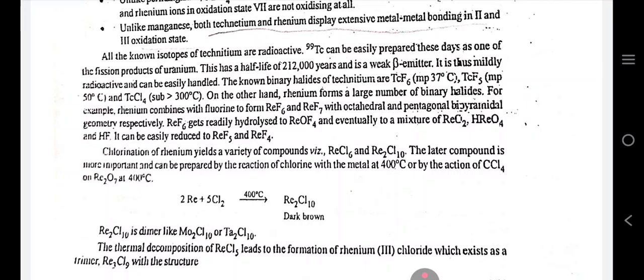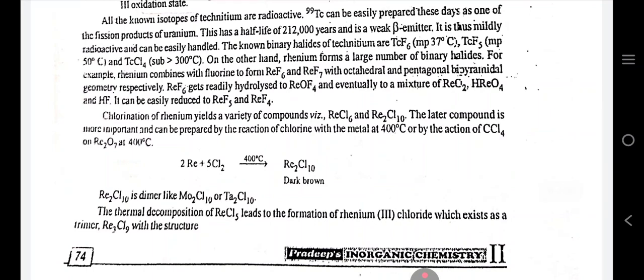For example, rhenium combines with fluorine to form ReF6 and ReF7 with octahedral and pentagonal bipyramidal geometry respectively. ReF6 gets readily hydrolyzed to ReOF4 and eventually to a mixture of ReO2, HReO4 and HF. It can be easily reduced to ReF5 and ReF4. Chlorination of rhenium yields a variety of compounds. The latter compound is more important and can be prepared by the reaction of chlorine with the metal at 400 degrees Celsius or by the action of CCl4 on Re2O7 at 400 degrees Celsius.